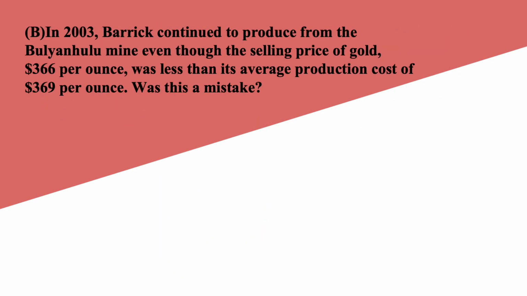B. In 2003, Barrick continued to produce from the Bulyanhulu mine even though the selling price of gold, 366 per ounce, was less than its average production cost of 369 per ounce. Was this a mistake?